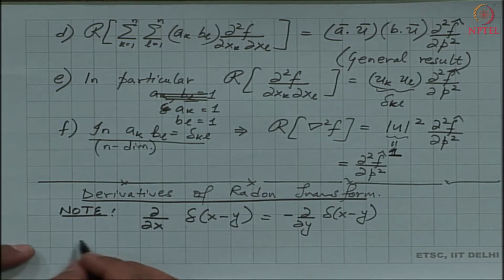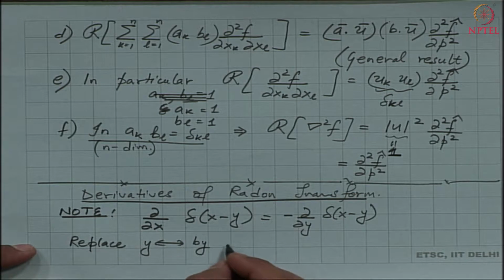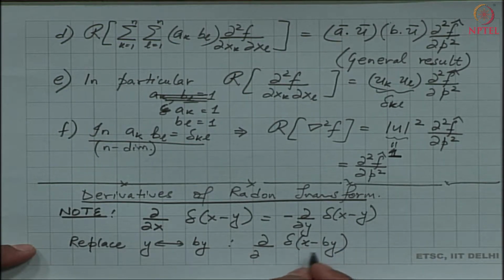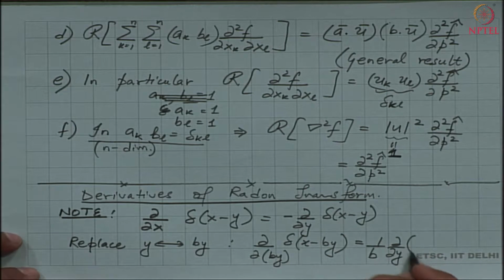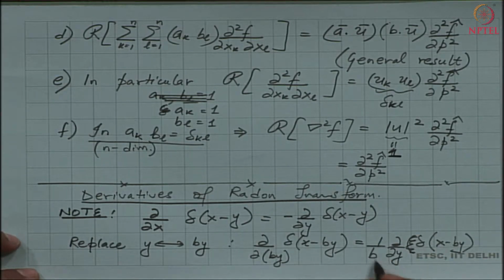Now, if I make the following substitution, replacing y by b y, the derivative of the delta function, delta of x minus b y, with respect to this new variable b y, is also equal to, of course, 1 by b times the derivative of the delta function x minus b y.